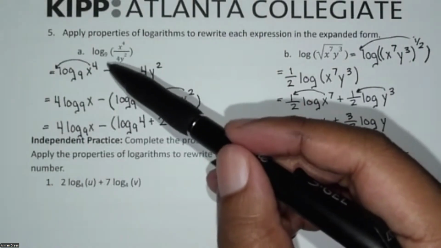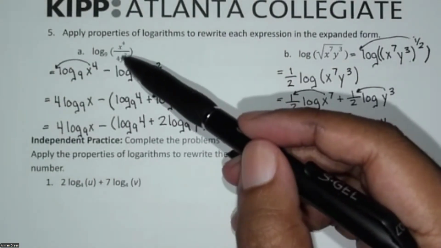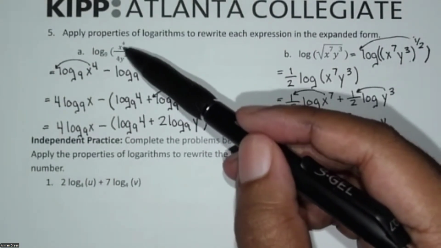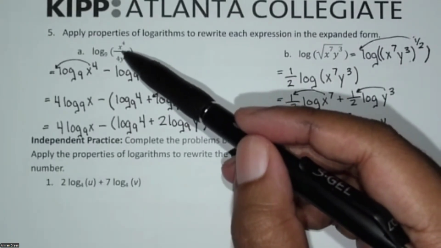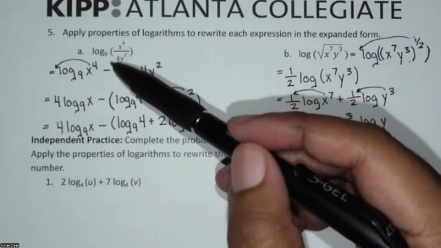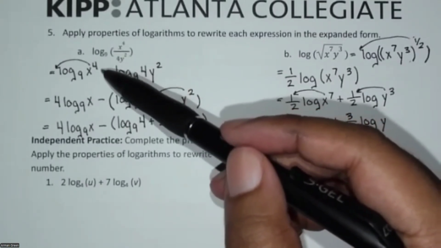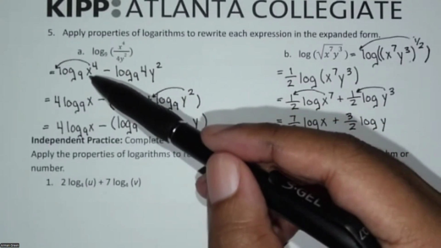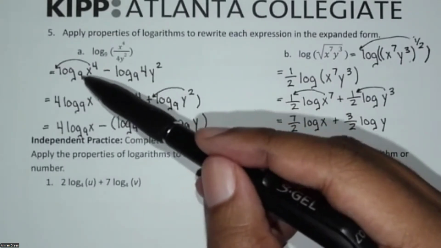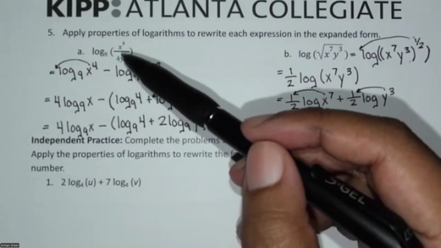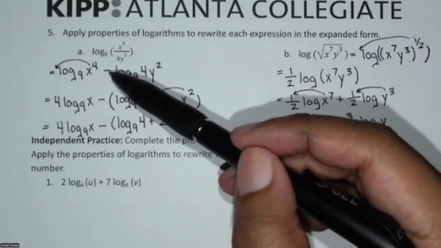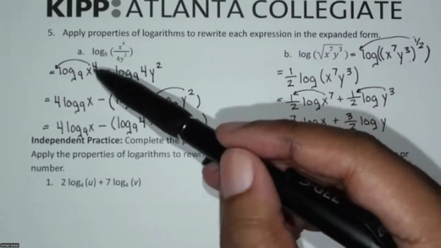So first off, the first thing is that I noticed that we are dividing two things. We have x to the fourth divided by 4y squared. So since we're dividing two things, remember we're going to split up our logarithm into two parts. So we have the log of x to the fourth, and we have the log of 4y squared. And since we're dividing these two things, we're going to have a minus sign in the middle.